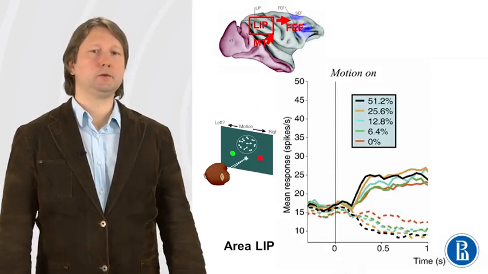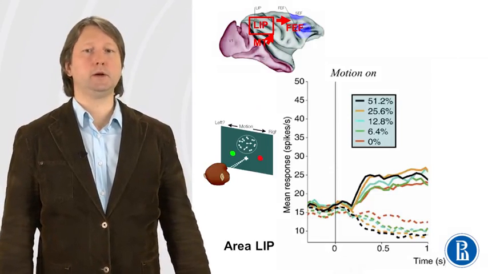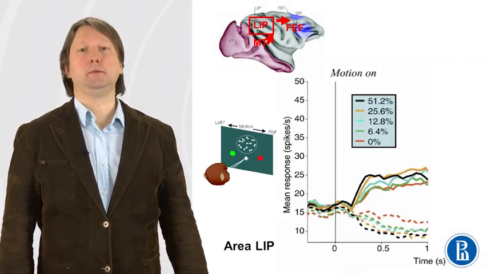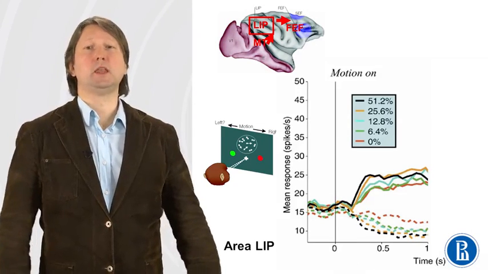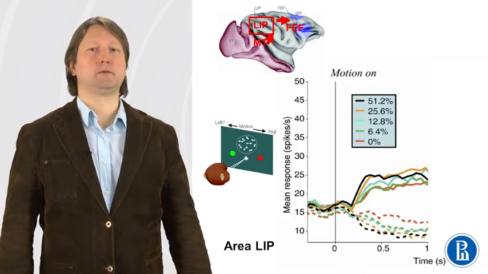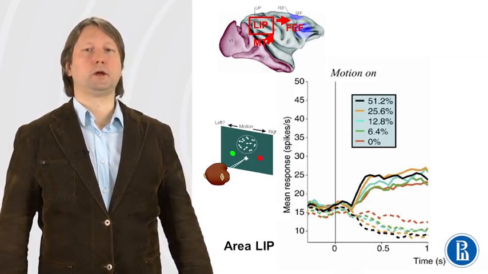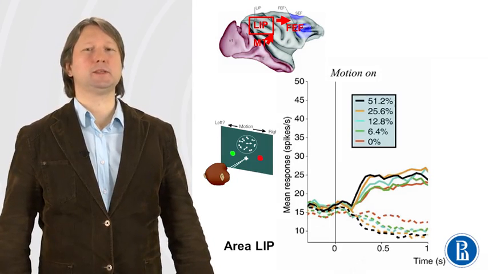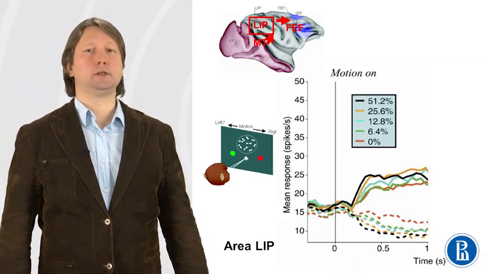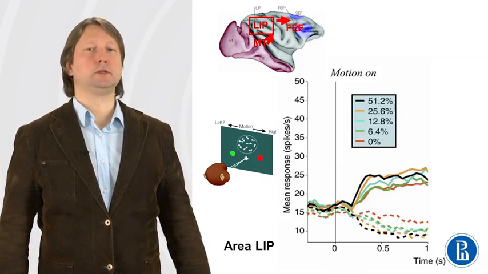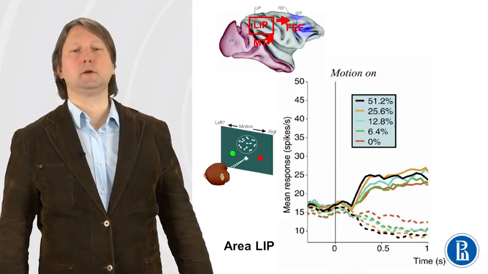So let's take a look at the activity of the real neurons. Here you see the activity of a neuron in the area LIP. This is a decision-making neuron. This is an integrator that accumulates information from the motion detectors and integrates it over time, gradually increasing activity during the decision. As you see here, the activity of this neuron gradually increases over time.